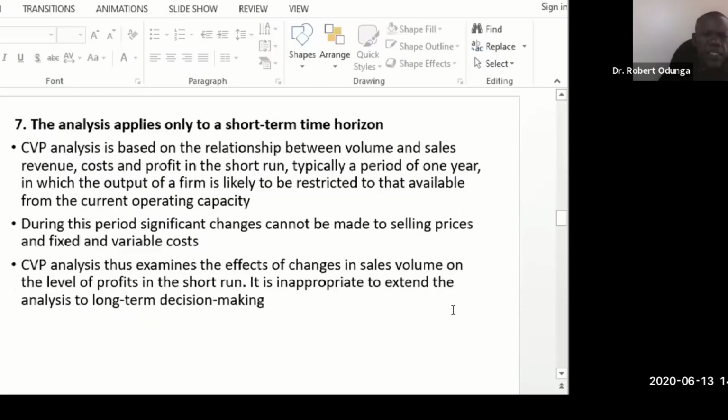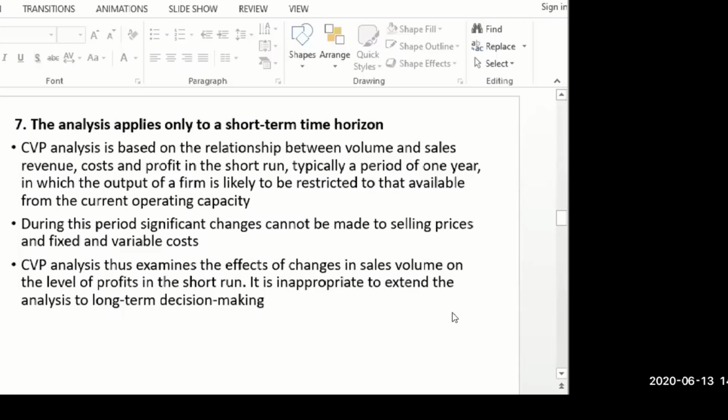So the model can only be relevant within a short run period. Then lastly, we have the analysis applies only to a short-term time horizon. CVP analysis is based on the relationship between volume and sales, revenue, costs, and profit in the short run. Typically a period of 1 year in which the output of a firm is likely to be restricted to that available from the current operating capacity. We had already explained that in our introduction. So during this period, significant changes cannot be made to selling prices and fixed and variable costs.